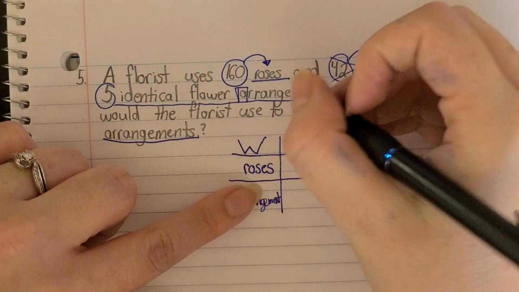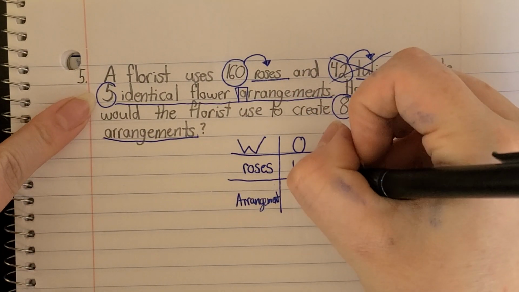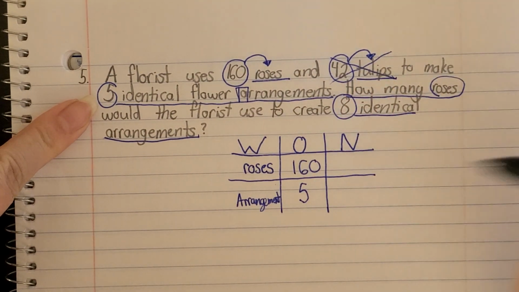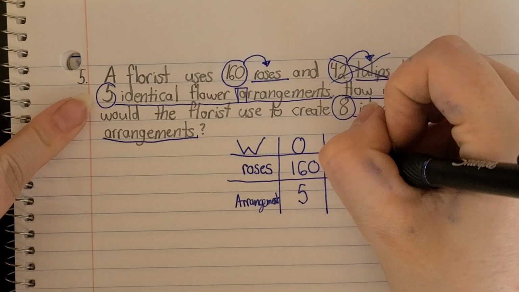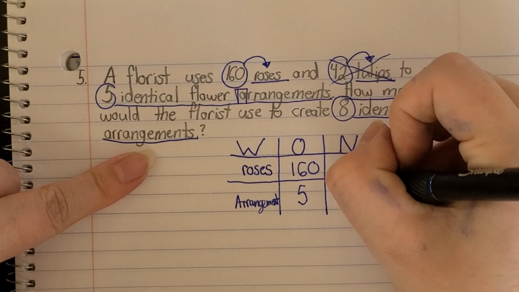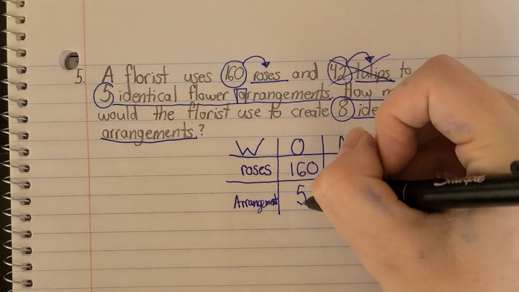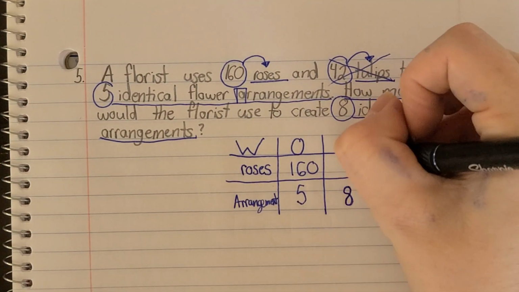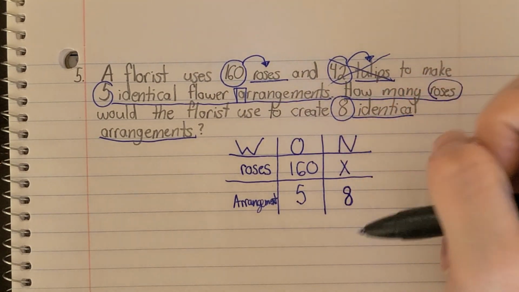So you're going to use roses for our original. We had 160 made the original 5 arrangements. That's like a bouquet or like a vase of flowers or whatever. All right, and our new says, how many of those roses would the florist use to create 8 arrangements? Okay, so arrangements are moving from 5 to 8. And we need to figure out how many roses would that use if we kept the relationship the same.